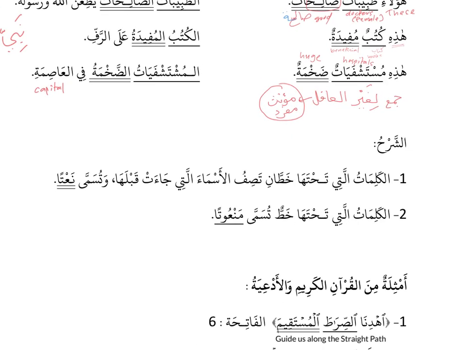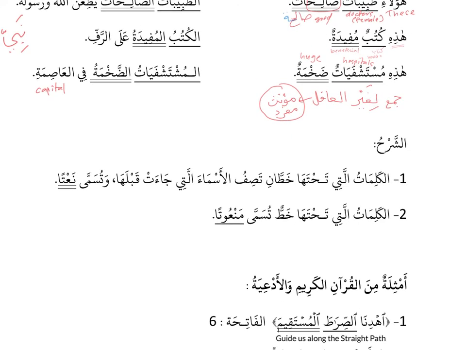And now we look at the grammar rules or the explanation of the grammar rules. Okay, asharhu, the explanation. Number one, it says al-kalimatul lati tahtaha khattan, the words that come with two lines. Tasifu al-asma allati ja'at qablaha. Tasifu, they are describing the asma here, the nouns. Allati ja'at qablaha, that came before them.